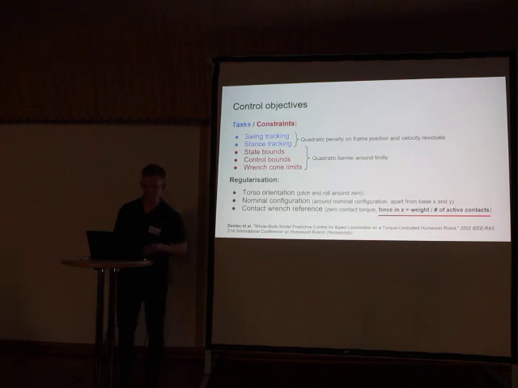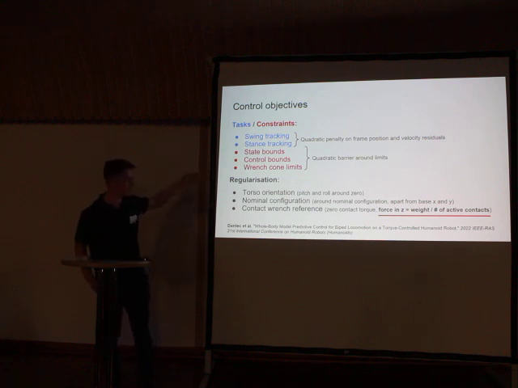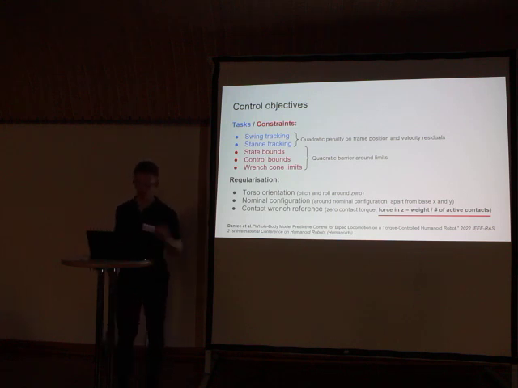For control objectives, we've just got simple swing tracking and stance tracking tasks. Our constraints are enforced just with quadratic barriers at the moment: state bounds, control bounds, and wrench cone limits. The regularization terms are a lot more experimental. We're penalizing torso orientation, and a tiny penalization on deviation from a stand-ready stance.